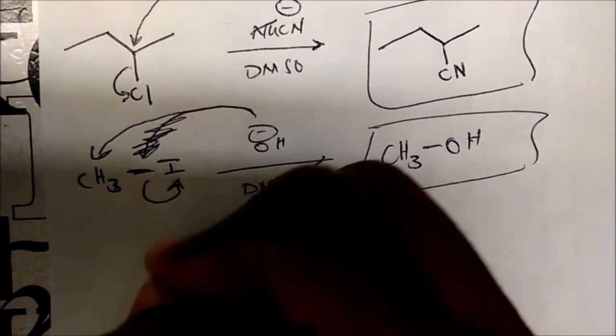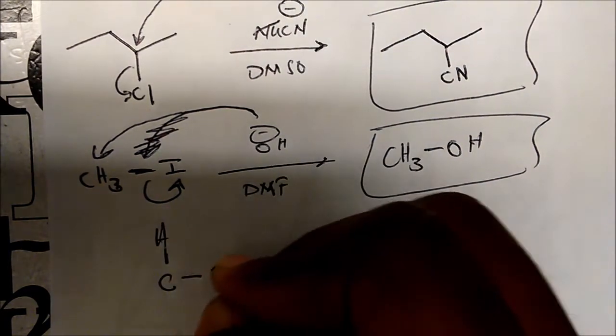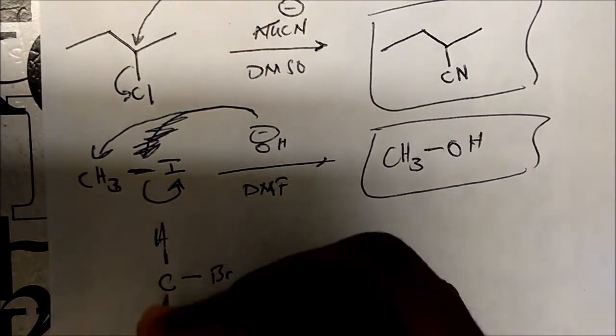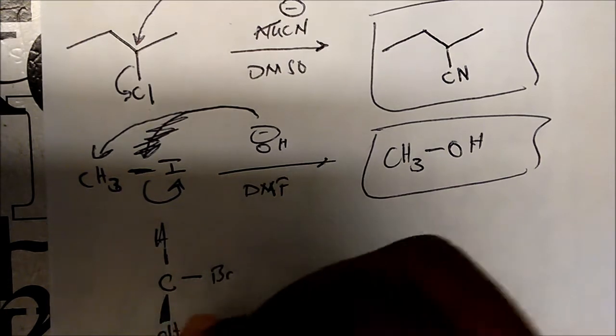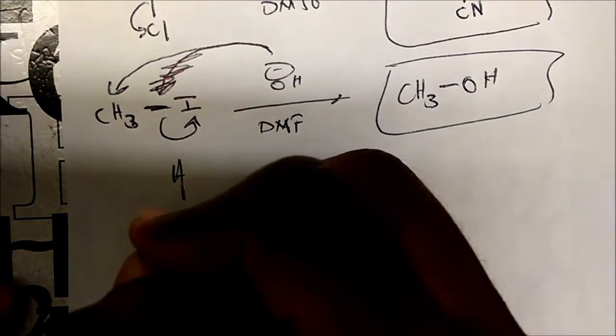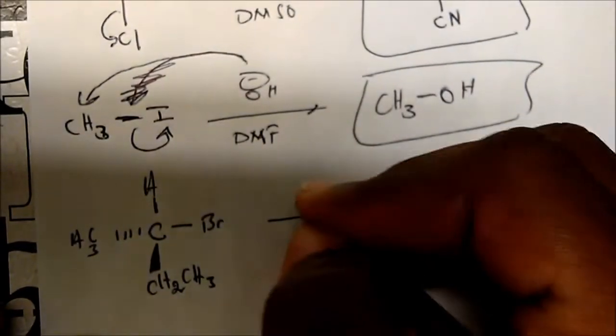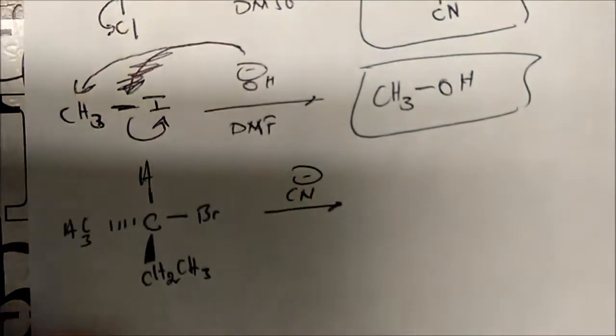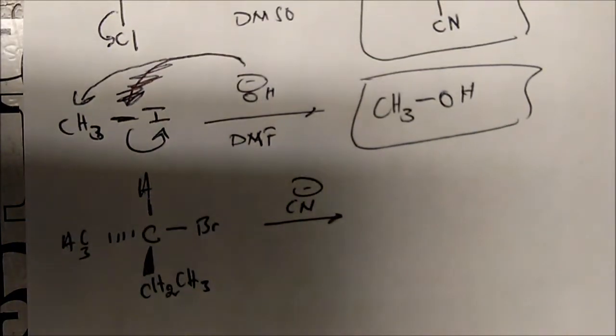How about we have a C and an H here, we have a bromine here, and we have a CH2, CH3, and a CH3 going away. Right, and we add some CN minus. Right, what is going to happen?